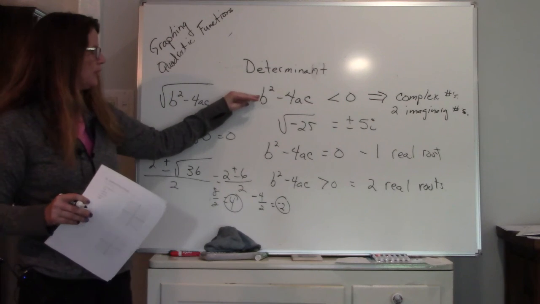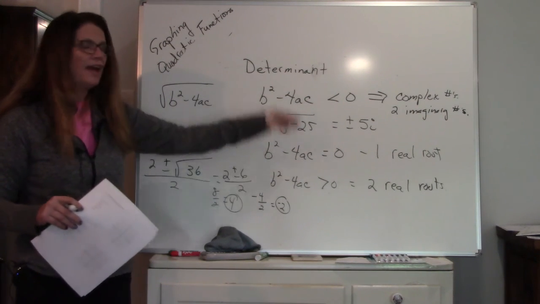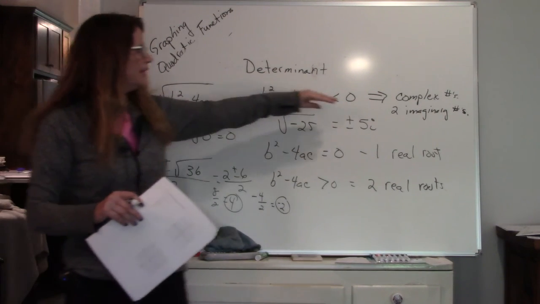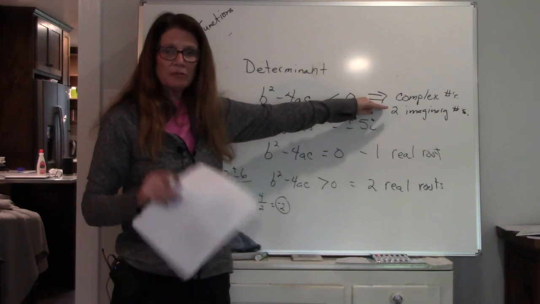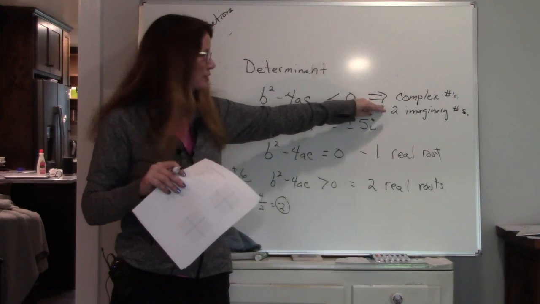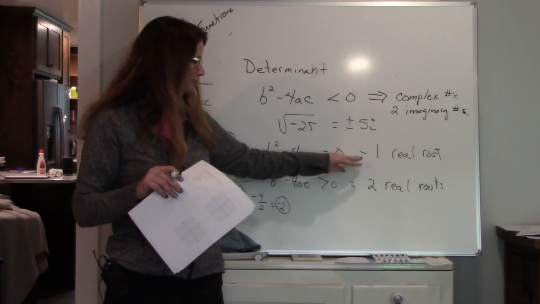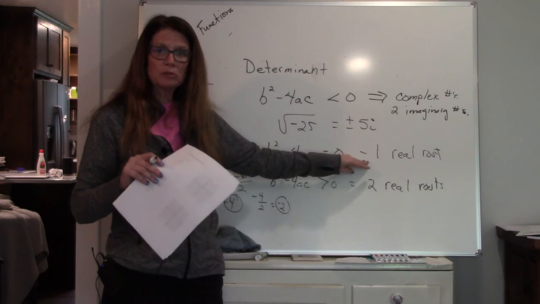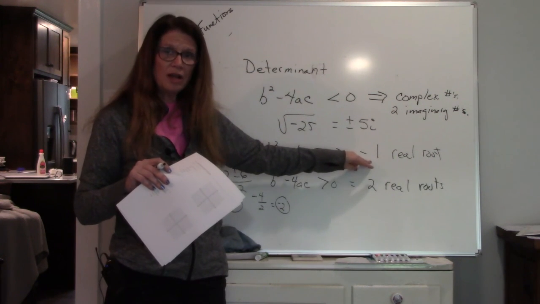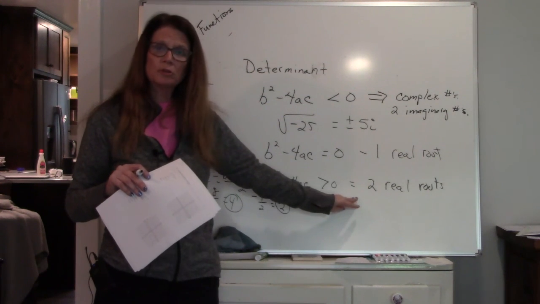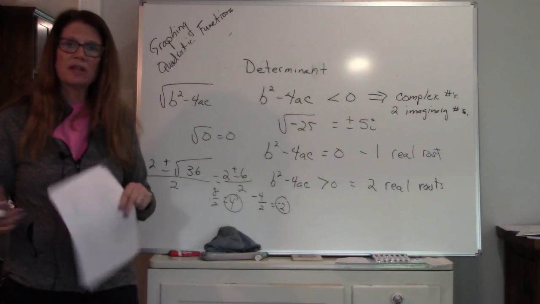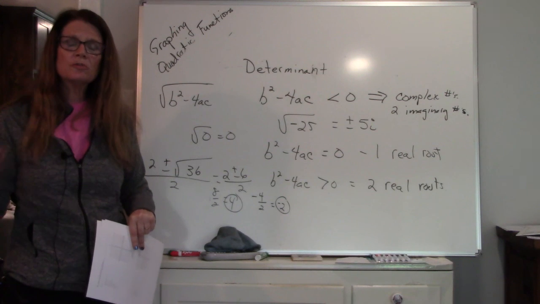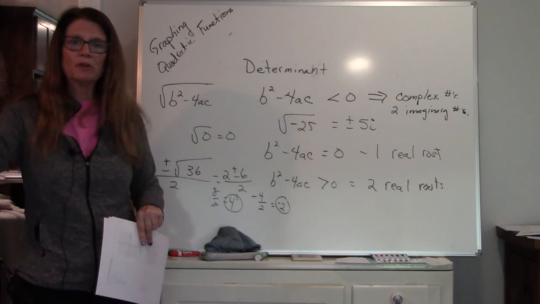So the determinant allows us to identify how many roots we're going to have. Is it going to go away from my x-axis, so I don't have any crossing because I have an imaginary number? Am I going to have one real root, which means it bounces off? Or am I going to have two real roots, which means it crosses in two places on my x-axis? So those are some terms that you're going to need to know before we get into the graphing.